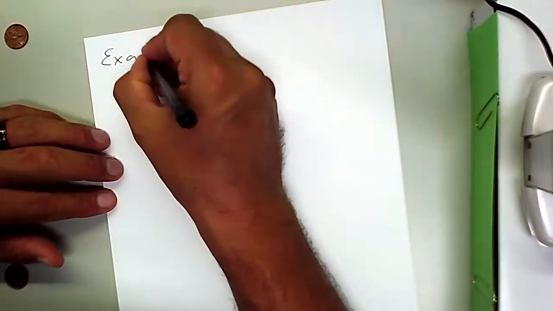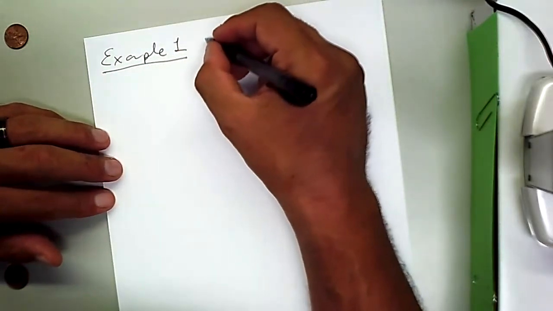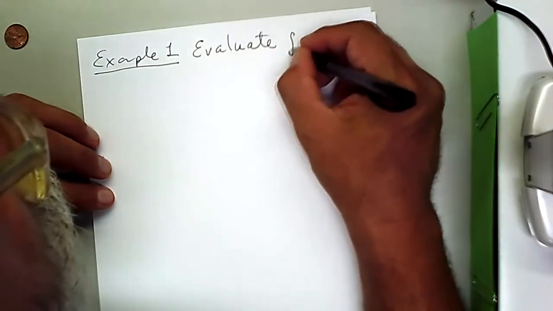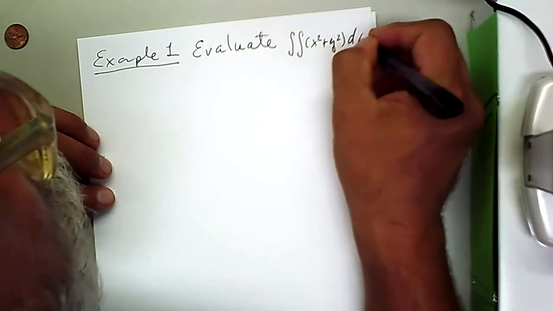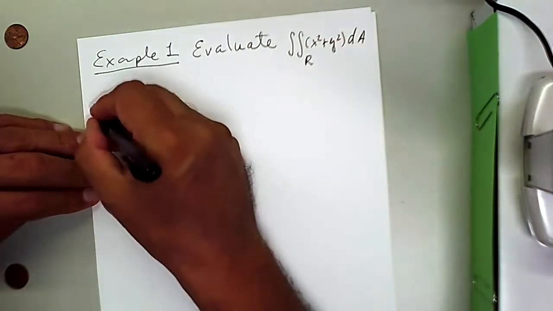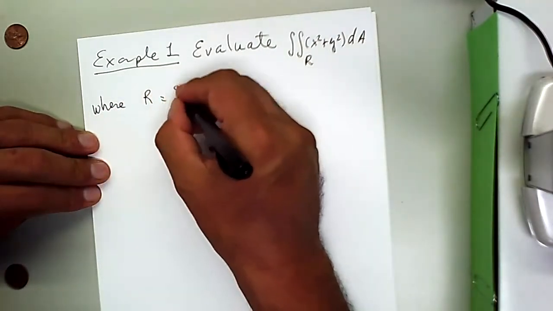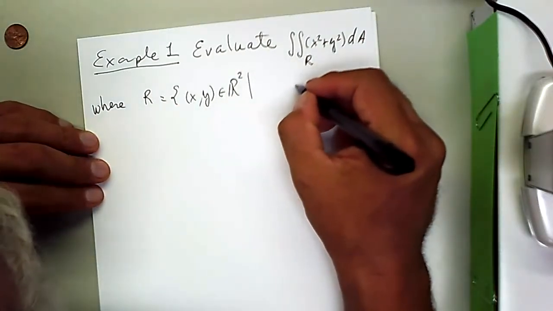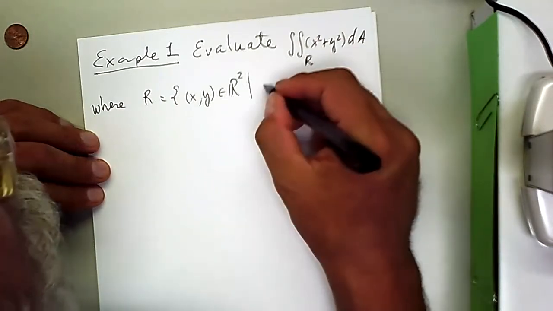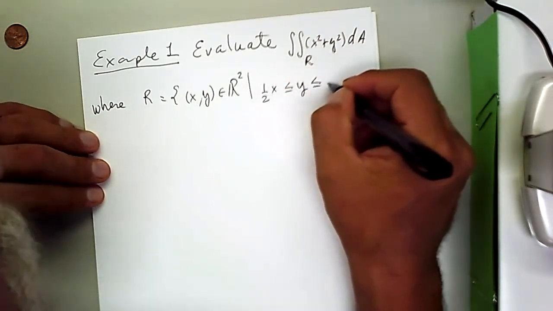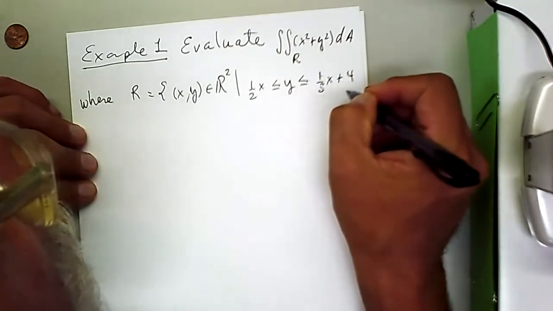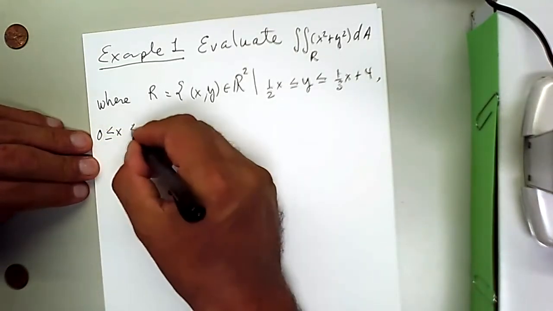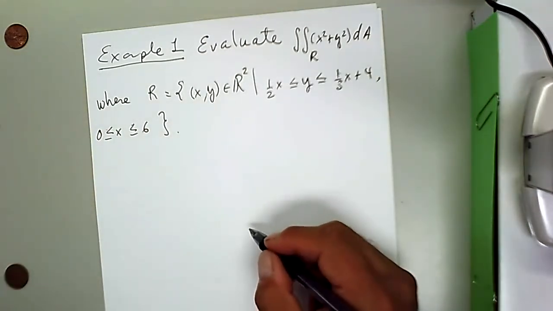Let's do example 1. Evaluate the double integral of x squared plus y squared with respect to the area over the region R, where R is equal to the set of x, y points on the plane, R squared, such that y is between half x and a third x plus 4, while x is between 0 and 6.